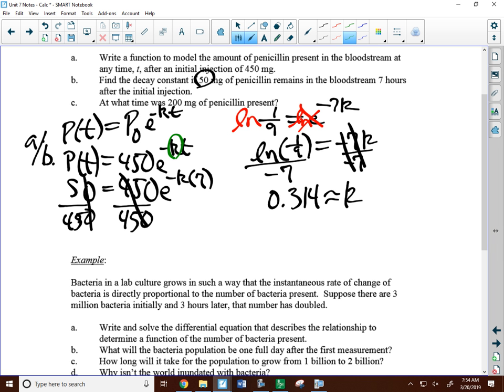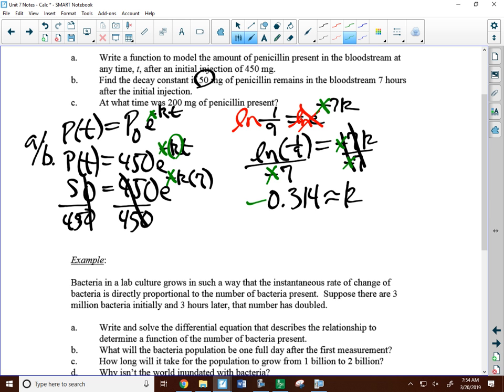So again, if you had forgotten this negative, it would have worked out in the end, because you would have divided by positive 7 and gotten a negative k value, and then it would have been positive here, but then k is negative. It works itself out. So if you don't remember that negative, don't worry, it'll work out.